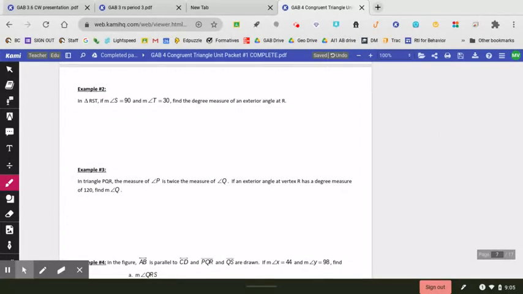So example 2. Example 2 says RST. First thing I'm going to do is draw a triangle. It doesn't matter if it's to size, it's just a triangle. S is 90. Obviously mine is not to scale because that doesn't look like a right angle. T is 30. Find the degree measure of an exterior angle at R. That means if I take SR or TR and extend it, it really doesn't matter which one I do, I'm looking for this angle out here. So x is equal to 30 plus 90, which is 120.